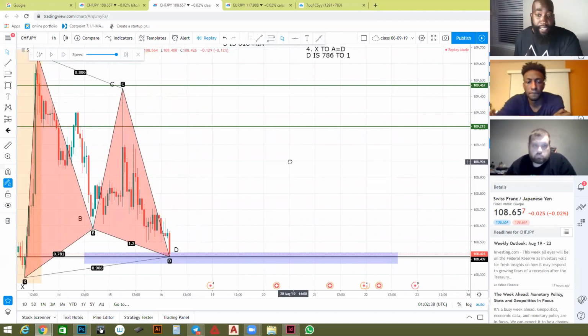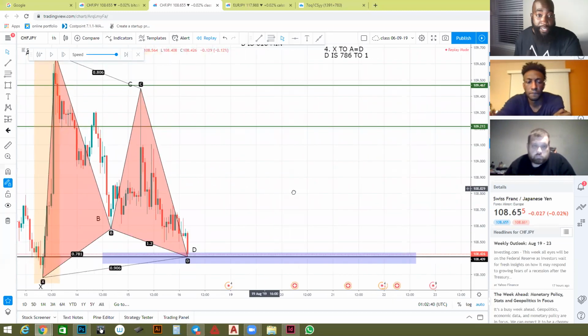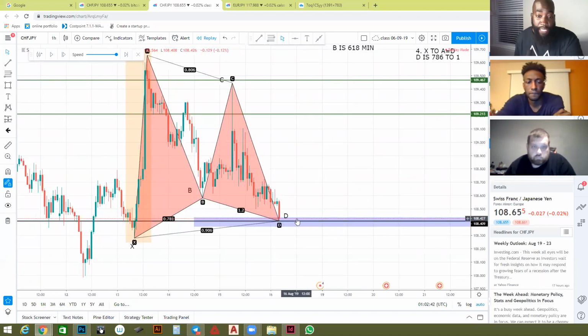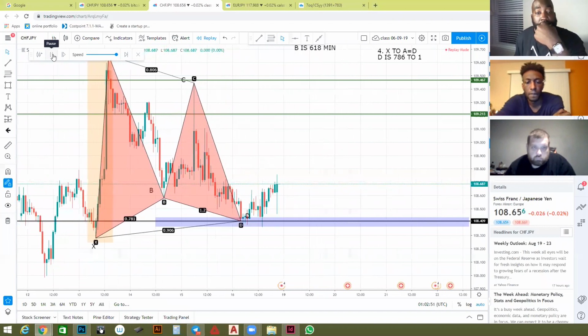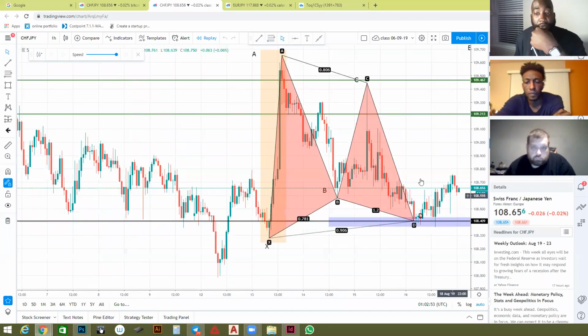But you guys see, this blue line, this is my same entry zone. That's my 886 to 1272. That's my data level right there. So when I play this bad boy out, let's see what happened. And this is where price is at right now.